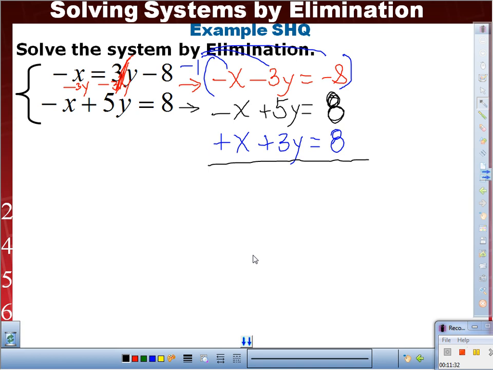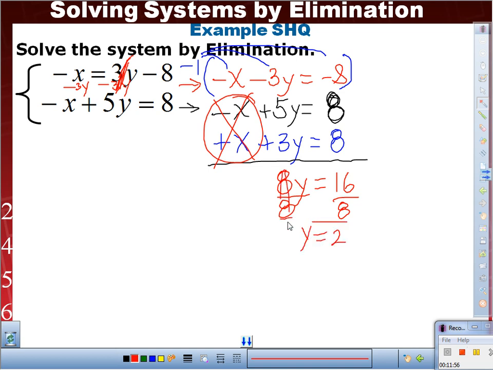So do we have standard form? Yes. Do we have zero pairs? Yes. All right, so what do we eliminate? Which is x. This cancels. We're left with 5 plus 3, that's 8y. 8 plus 8, that's 16. Let's solve for y. Divide by 8. Divide by 8. y equals 2.